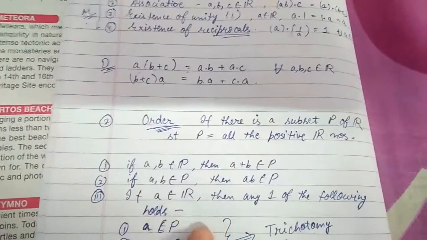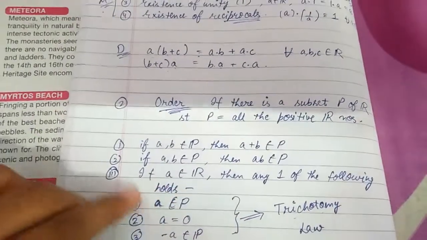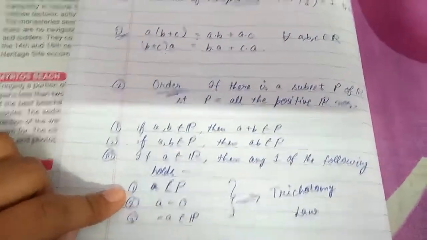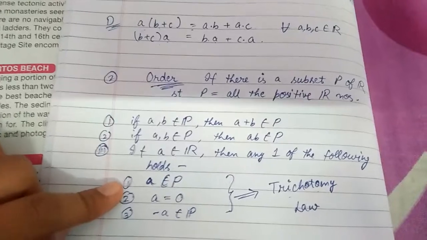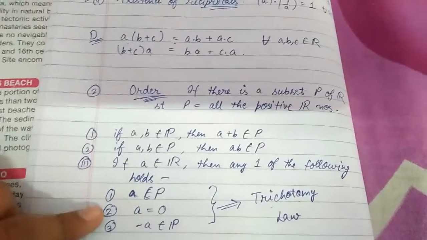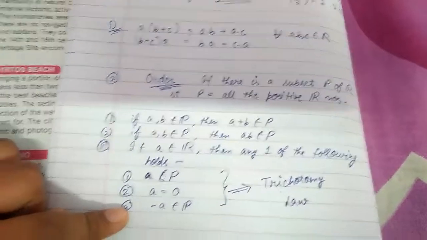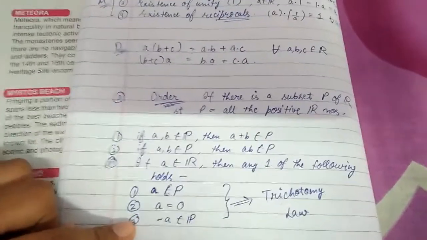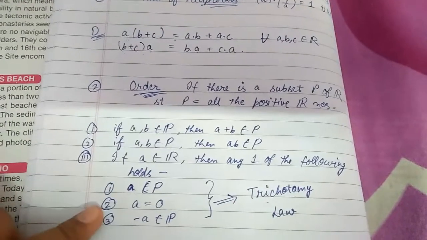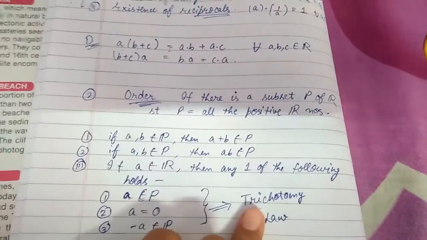Now the third and fourth, most important property states that if a belongs to R, then any one of the following holds. Number one, a belongs to P, which means a is a positive number, or a is equal to 0, or minus a belongs to P. It is quite obvious that a real number can either be positive, negative or 0. This property, the most important one, is also known as the trichotomy law.